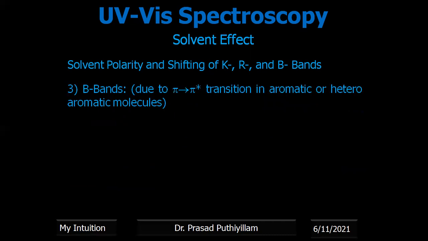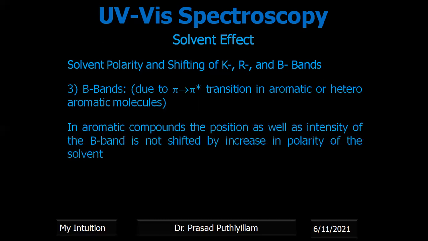The B bands are due to pi to pi star transition in aromatic or heteroaromatic molecules. Okay, so B stands for benzenoid band. B band means benzenoid band, which is mainly the pi to pi star transition explained here, not the n to pi star transition. So in aromatic compounds, the position as well as the intensity of the B band is not shifted by increasing polarity of the solvent, because in aromatic compounds there is no electronegative atom. It is again hydrogen and carbon, benzene and similar type of molecules we call aromatic compounds. Only pi to pi star transition occurs, and it will not be affected by the solvent polarity.